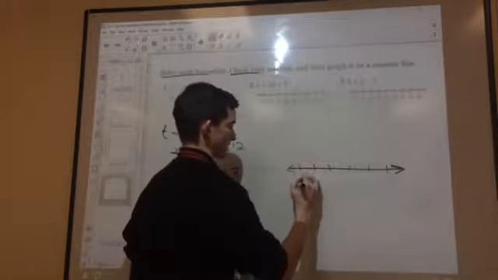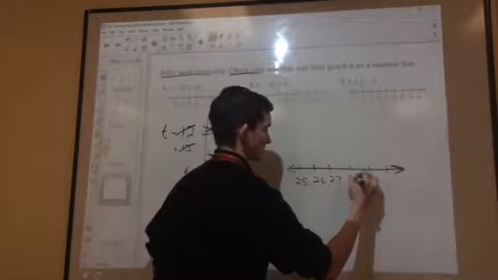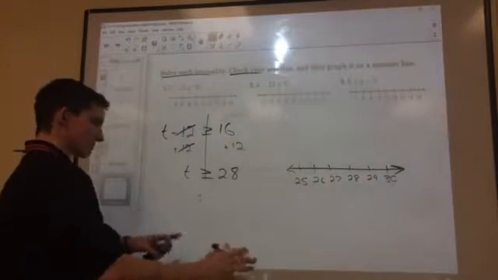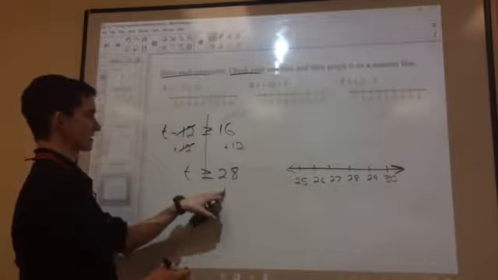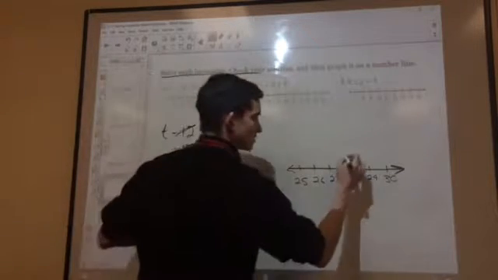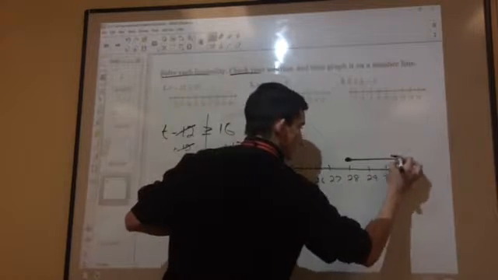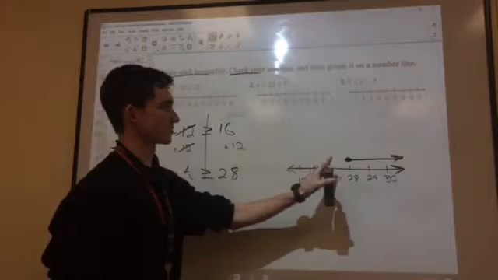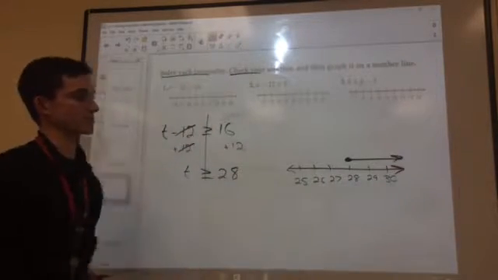Let's start off with 25. That's still fine. 25, 26, 27, 28, 29, 30, something like that. The reason you're picking numbers is so you can have an idea of where this dot actually is. So t is greater than or equal to, that's a closed dot. I'm pointing to the numbers that are bigger than 28. So notice the t is bigger than 28, so you're pointing to all the numbers that are bigger than 28, all the numbers that t could represent.